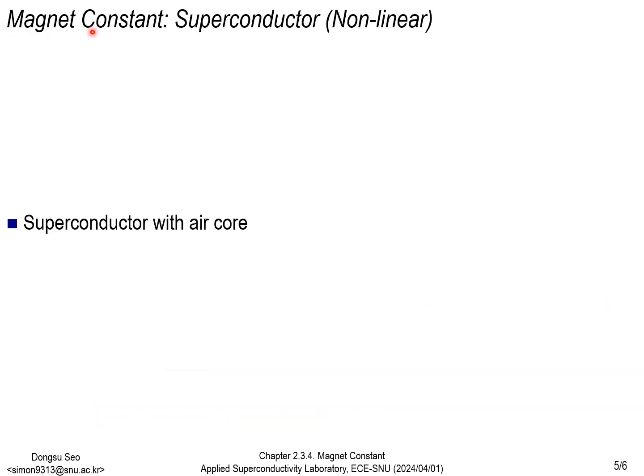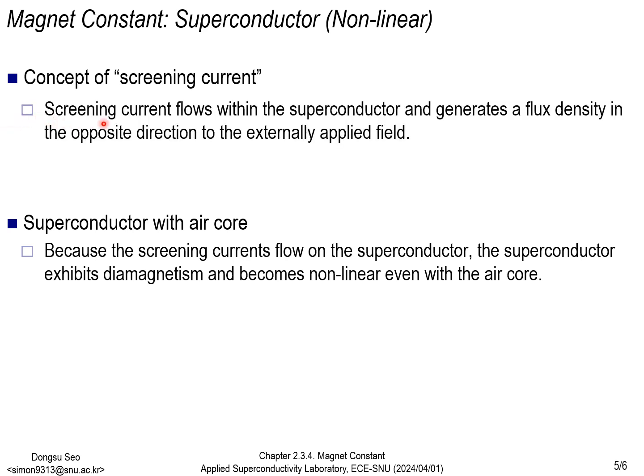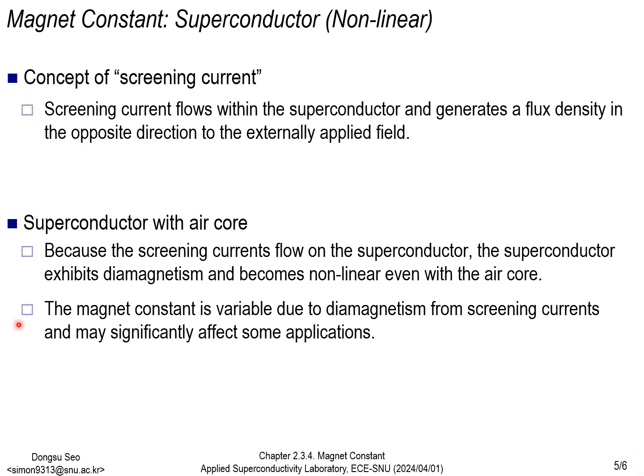For the superconductor case, due to the presence of screening currents, superconductors can exhibit diamagnetism and become nonlinear even with an air core. First, we need to briefly define the screening current to understand this concept. The screening current is a current that flows within the superconductor and generates a flux density in the opposite direction to the externally applied field. Thus, the magnet constant does not remain constant because of the diamagnetism from screening currents. This variability in the magnet constant may significantly affect some magnet applications.